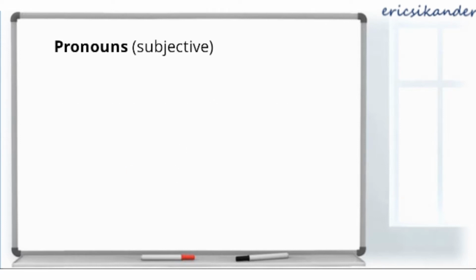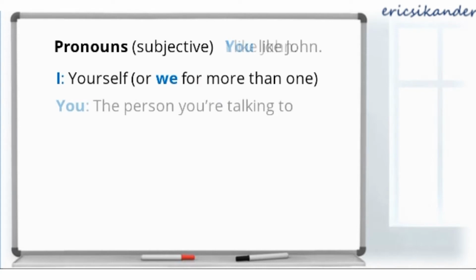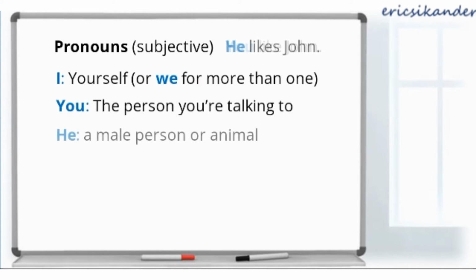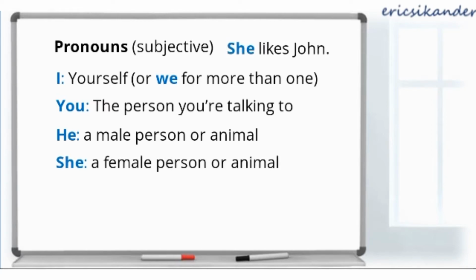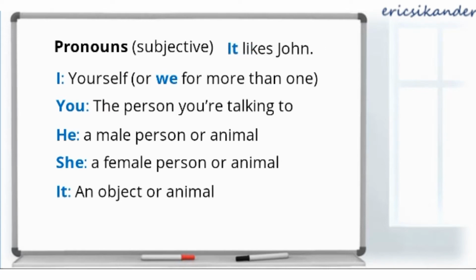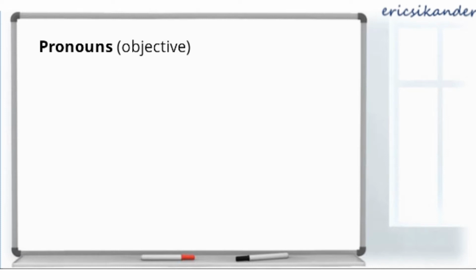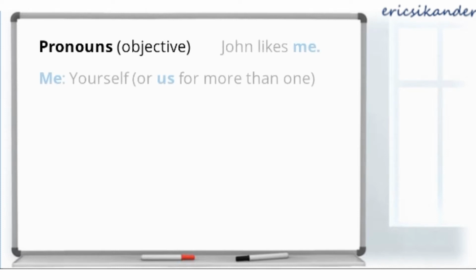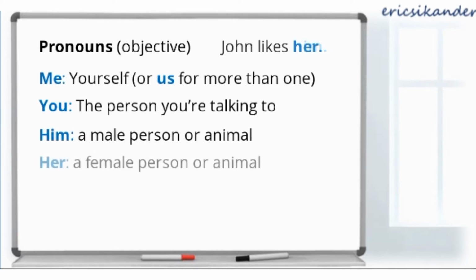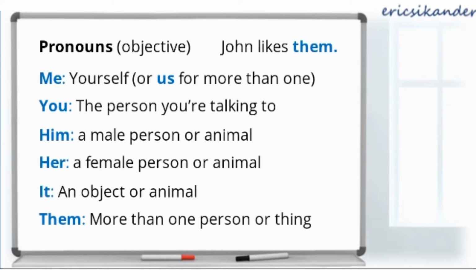Here are the pronouns to use for subjects. I, yourself. You, the person you're talking to. He, a male person or animal. She, a female person or animal. It, an object or an animal. They, more than one person or thing. Use these pronouns at the beginning of sentences. You use different pronouns for an object after the verb. They are me, you, him, her, it, and them. These words are called object pronouns.